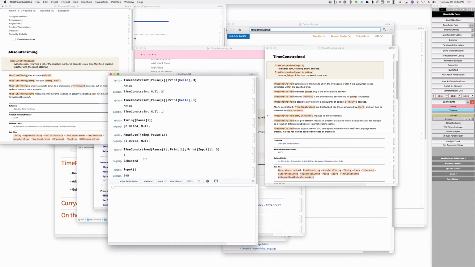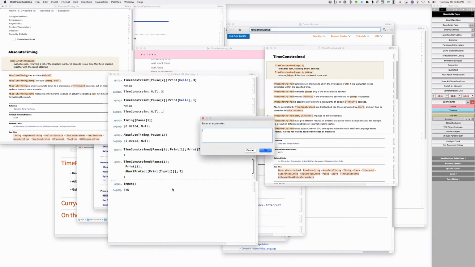And what is the behavior here if I say abort protect? Well, hope it works. 1001, 1002, 1003, 1004, 1005. I think it's going to work.